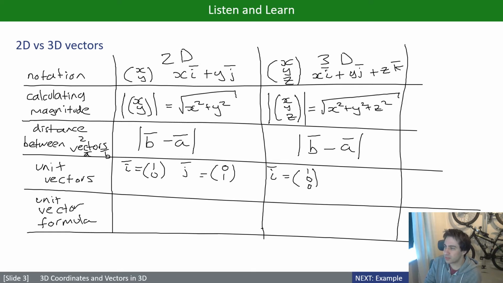And then for j, you could see quite naturally it follows, it's the same, it's 0, 1, and the third component is still 0. So what will k be? And again, it's quite intuitive, it's 0, 0, 1. Okay.